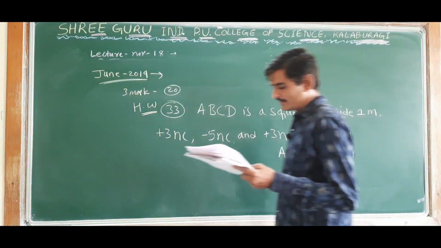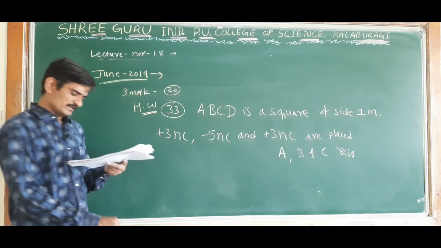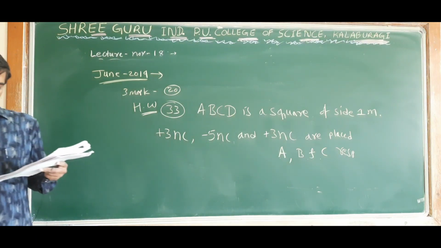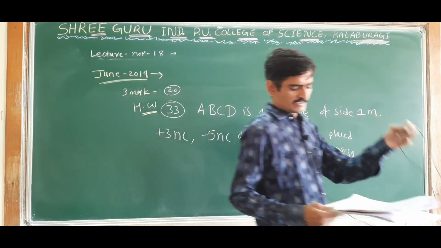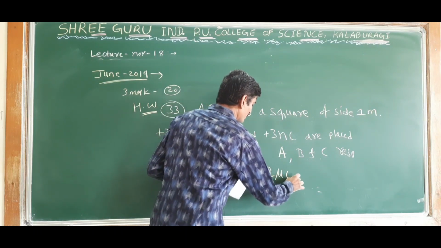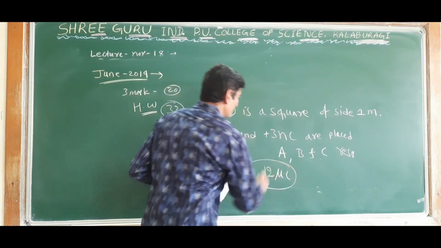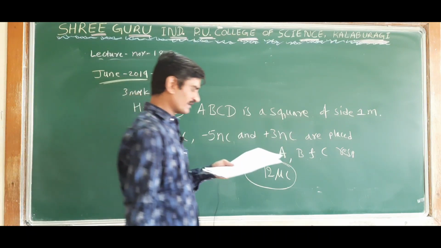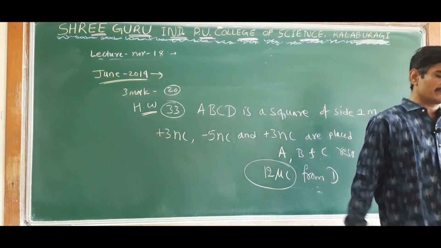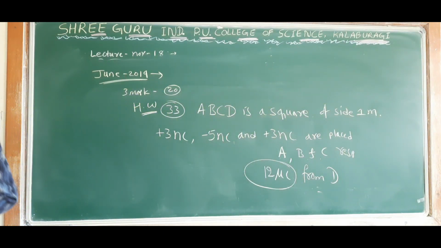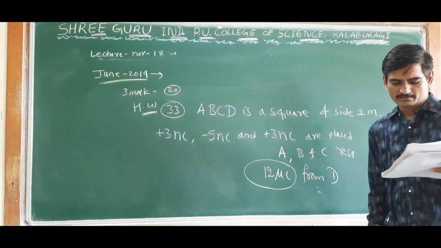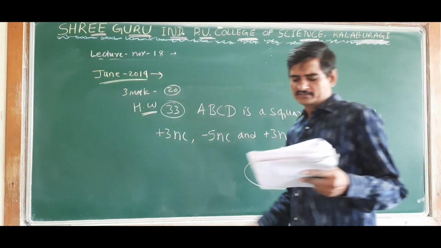Calculate the work done in transferring a charge of 12 microcoulomb from D to the point of intersection of the diagonals.